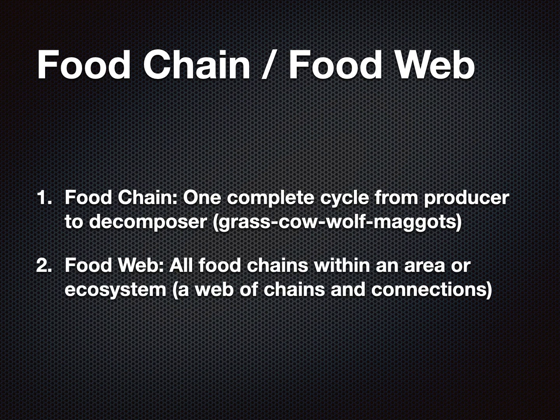However, a food web is all the food chains within an area or ecosystem. It's a web of chains and connections, hence why it's called a food web. It's interconnected because if you think about your backyard, there's not just one thing that eats the grass in the backyard, and each of those things will go off and get eaten by something else. So all these interconnected chains make a web.